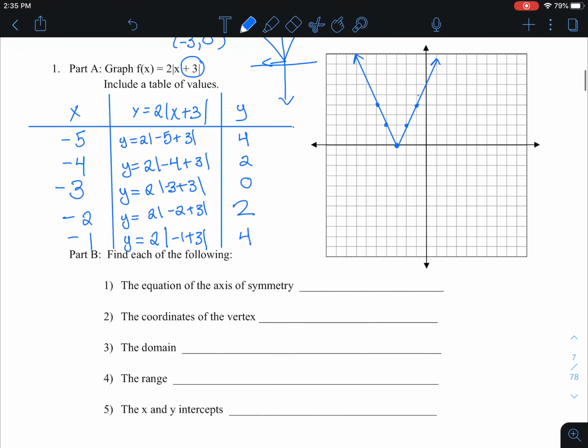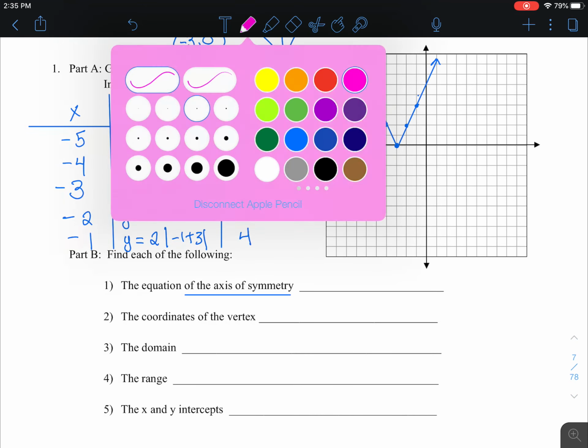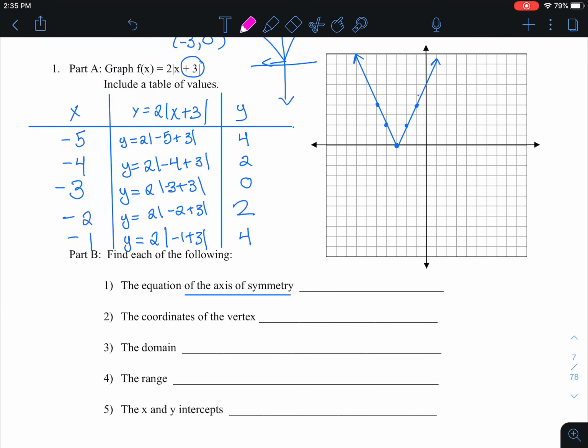Okay, so the equation of the axis of symmetry, I'm looking down below. Remember, the axis of symmetry is the vertical line that splits your graph into 2 symmetric pieces. So I can see right here that this is going to be my axis of symmetry. This is a vertical line, so this is x is equal to negative 3. Again, it passes through the vertex, and the coordinate of the vertex is negative 3, 0.